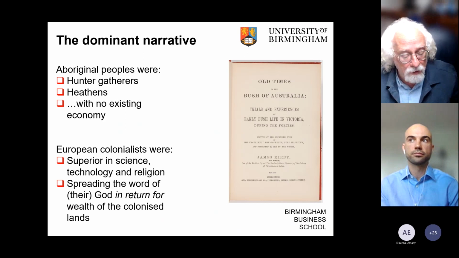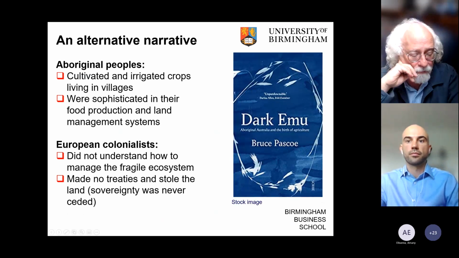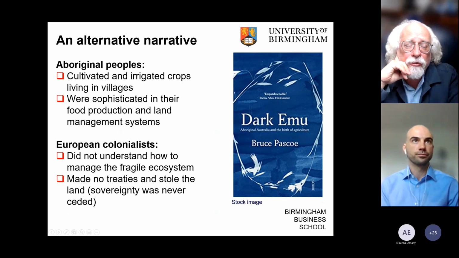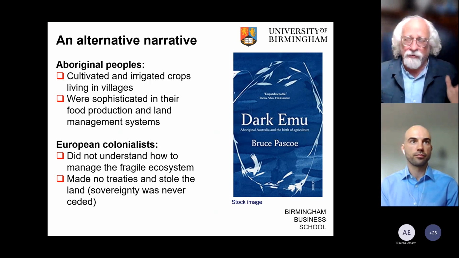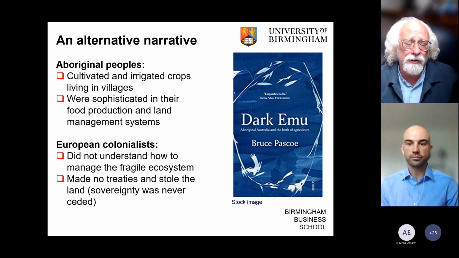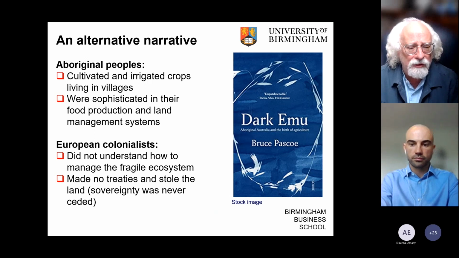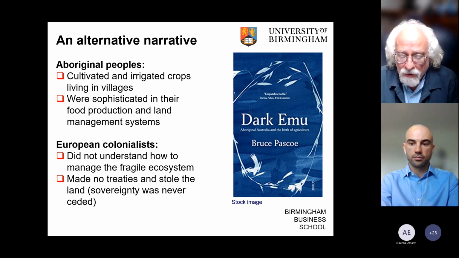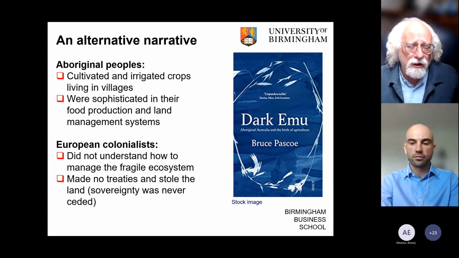Let's have a look at the alternative narrative which comes out of the Dark Emu book. And this is using exactly the same data in that Bush's Old Times, again, but interpreting it through a different set of lenses, a different epistemology, different ontology, different axiology, different set of values. Aboriginal peoples cultivated and irrigated crops, living in villages. They were sophisticated in their food production and land management systems for what was a very, very fragile ecosystem.